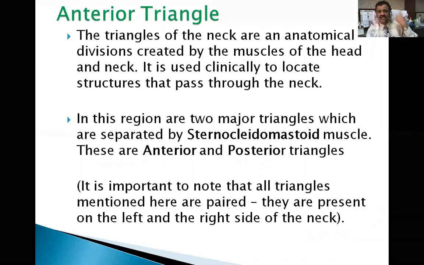Two heads of origin and one head of insertion. So that muscle divides your side of the neck into two triangles. It is important to note that all triangles mentioned here are paired. So every triangle is paired. They are present on the left and the right side of the neck also.